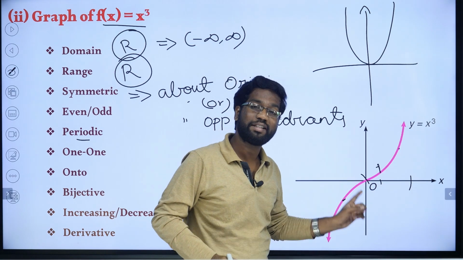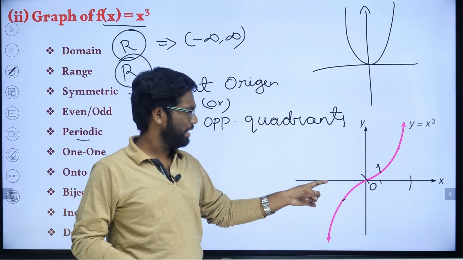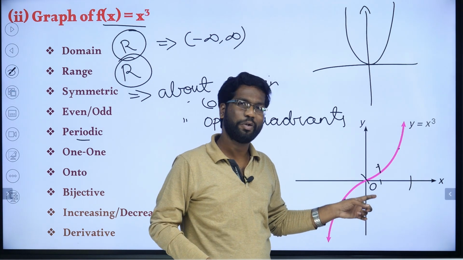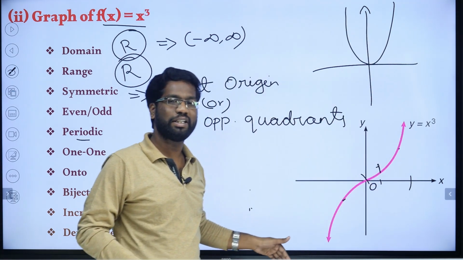But here, for x equal to 0 alone, it's 0. Apart from that, for any point will it give 0, my dear students? No, right? It's completely increasing on this side, and on this side it's completely decreasing.